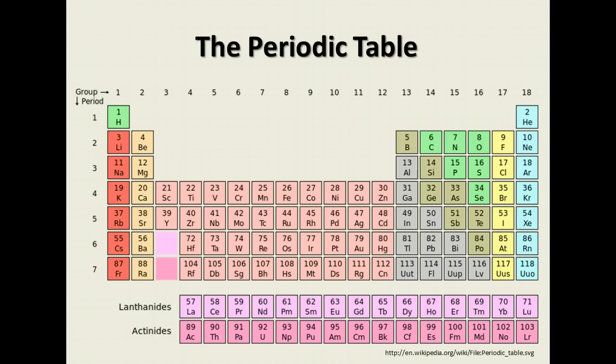Here's a picture of the periodic table. This one's color-coded, which is kind of nice to see some basic things about it. And you can see basically the way it's arranged. You have columns and rows. The columns are called groups or families. The rows are called periods.